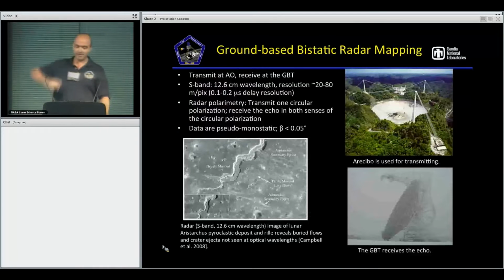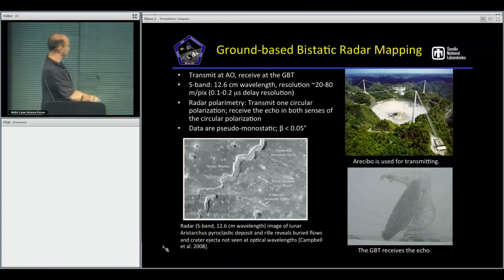But wait, you've done bistatic before, I hear you say. Yes, a lot of ground-based bistatic radar, excellent bistatic radar mapping, has been done by Bruce Campbell and others using Arecibo to transmit and typically the Green Bank receiver to receive. You can see the image in the bottom left. They make very high quality data in the 20 to 80 meter range.